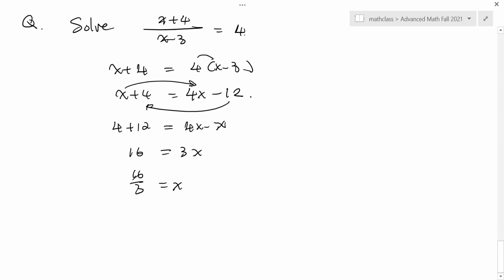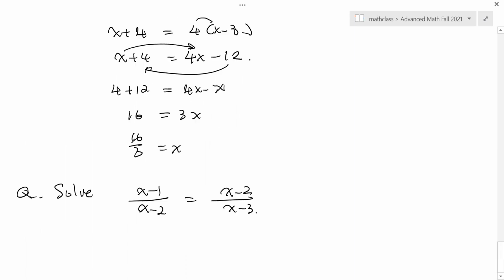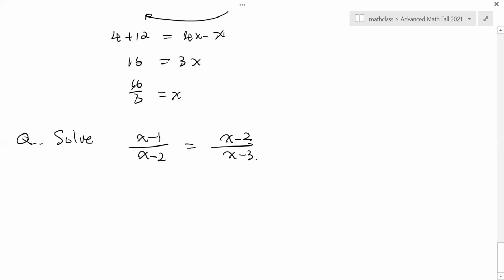So now I'm going to ask you to do the next problem. I give you a time. Okay, x minus 1 over x minus 2 equals x minus 3 over x minus 2. It's a totally new problem, and I never did it here in the class. So I hope you're able to figure it out.